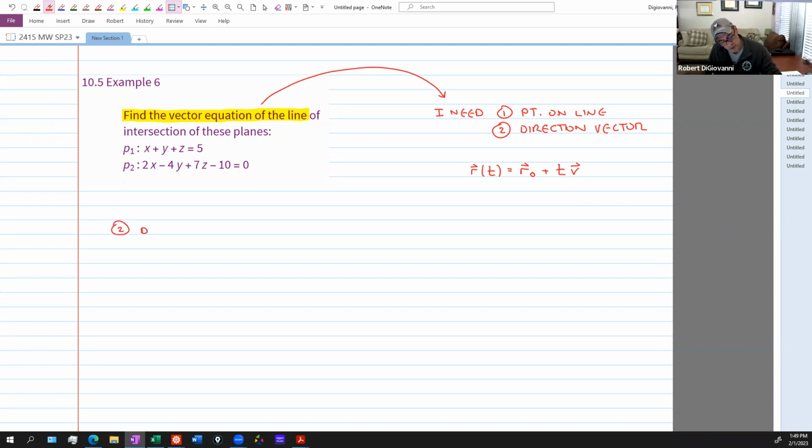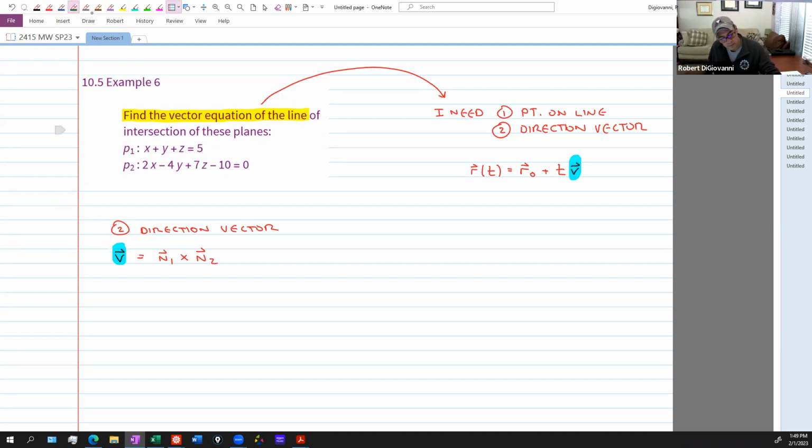To get the direction vector, all I'm going to do is take the normal vector of the first plane and cross it with the normal vector of the second plane. That should be equal to what v is. v is the direction vector of the line, right? So I just have to cross the two normals.